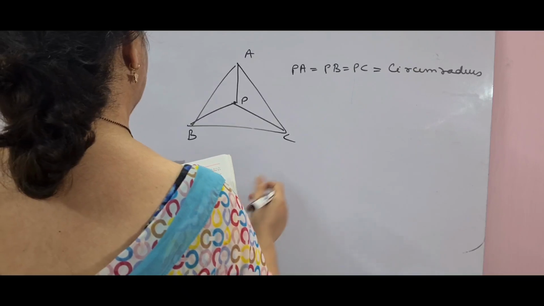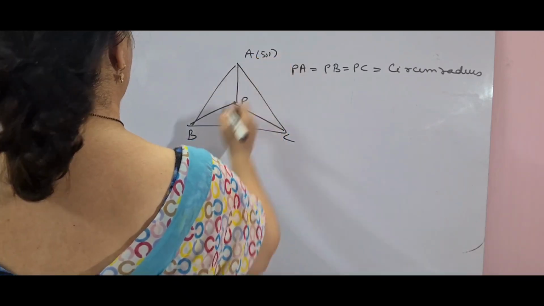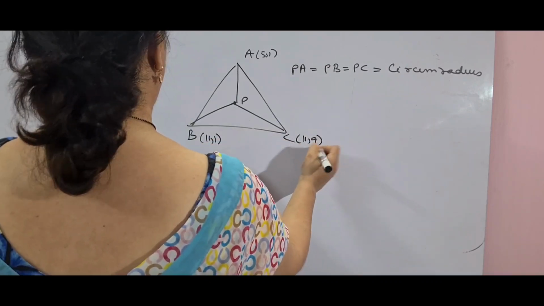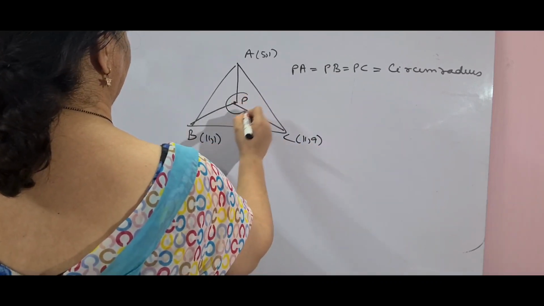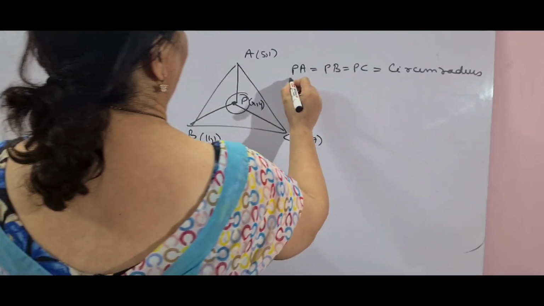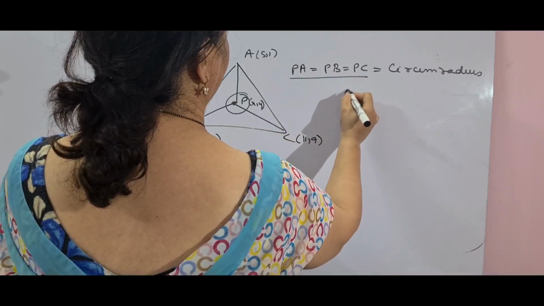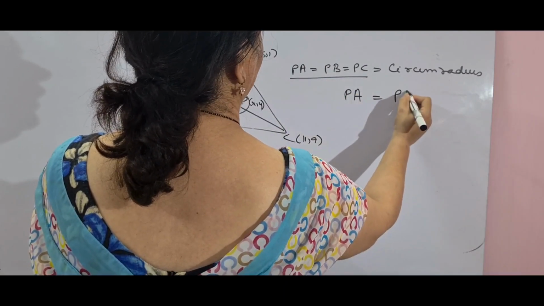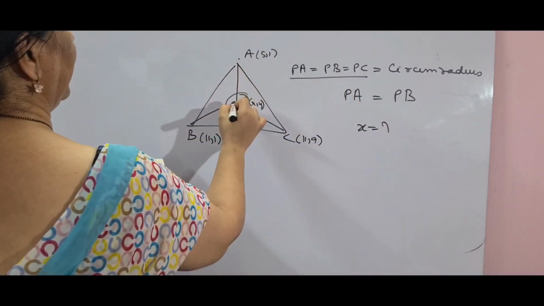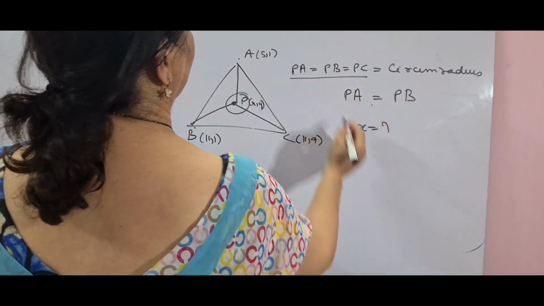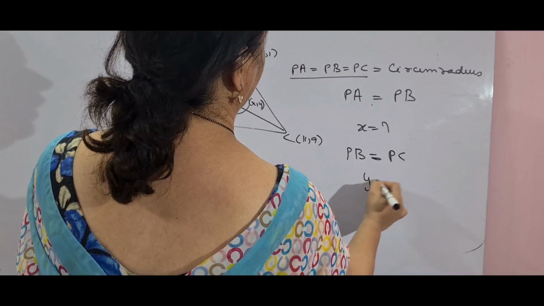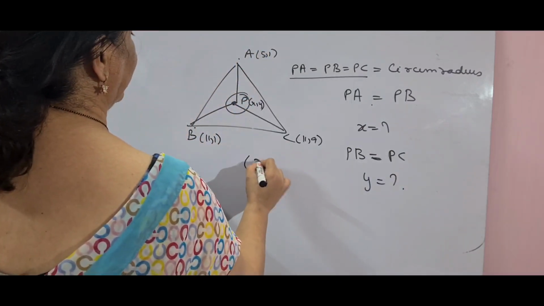I'm talking about question number 17 now. It is given that A is 5, 1, B is 11, 1, and C is 11, 9. Find the coordinates of circumcenter. I have to find the coordinates of P. So let P be x, y. Since all the three sides are equal, first you take PA is equal to PB. Put the distance formula between PA and PB, and you will get the value of x. Then you put the distance formula between PB and PC, and this will give you the value of y. Once you get the values of x and y, that is your circumcenter.